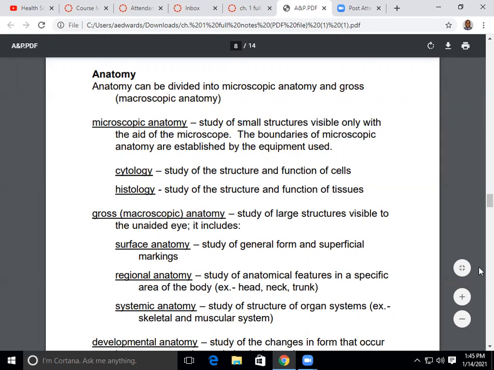These are studies of structures that are large enough you can see with your eyes. So this would include surface anatomy, things you can see on the surface, superficial markings; regional anatomy, so specific areas like the trunk, neck, or the head; or systemic anatomy, where you're looking at the structure of particular organ systems. So if you want to study the muscular system or the skeletal system, okay?